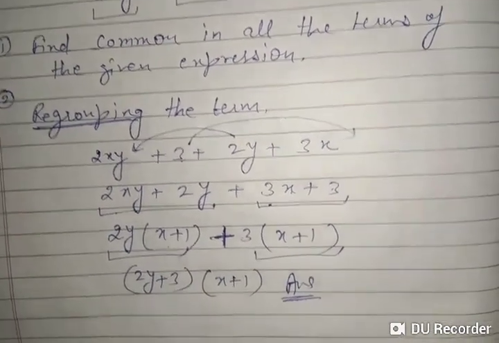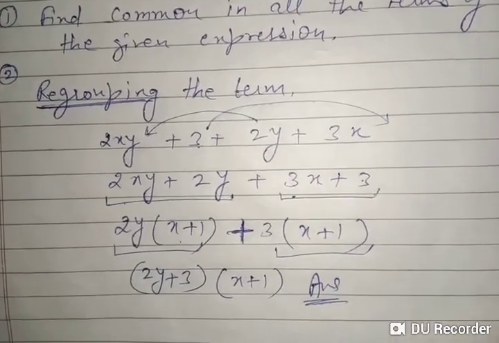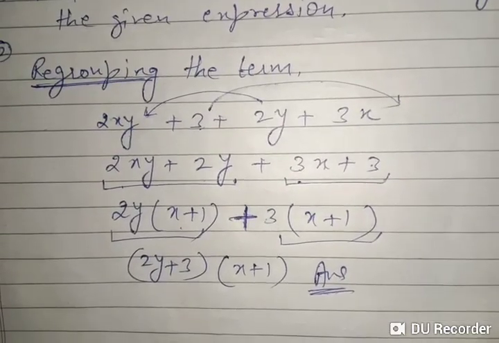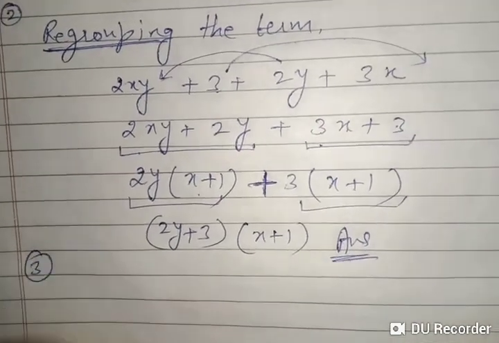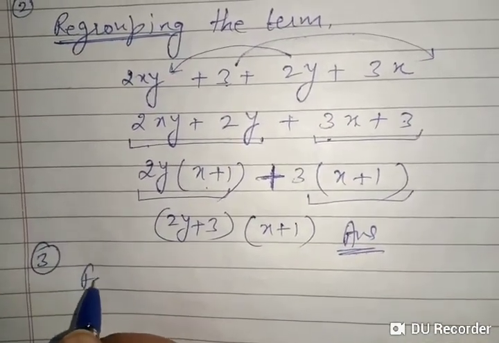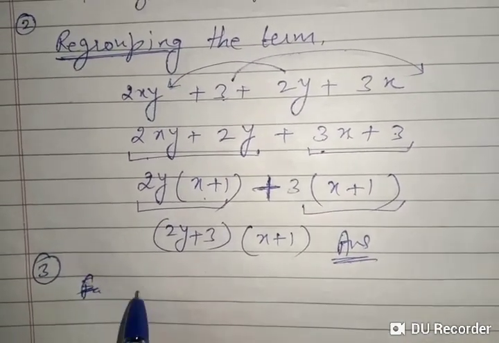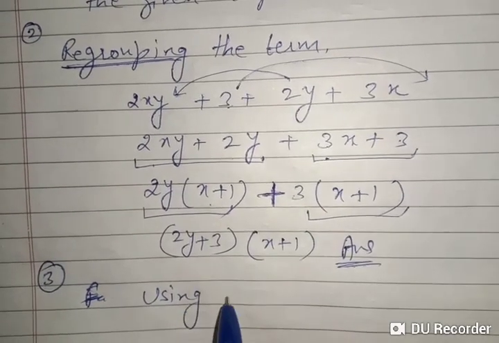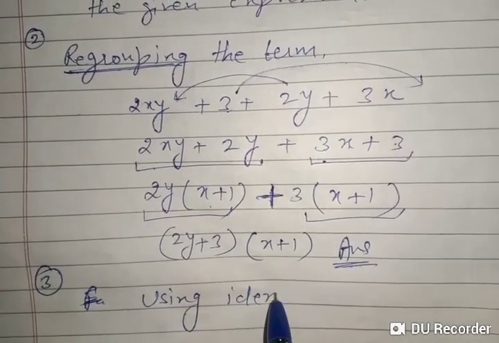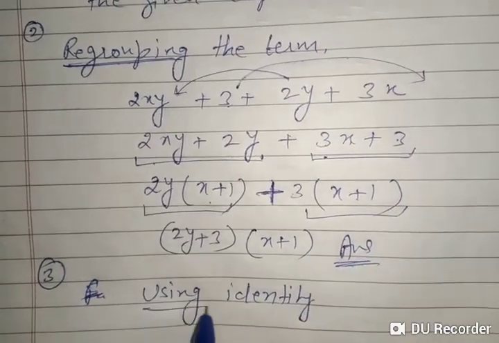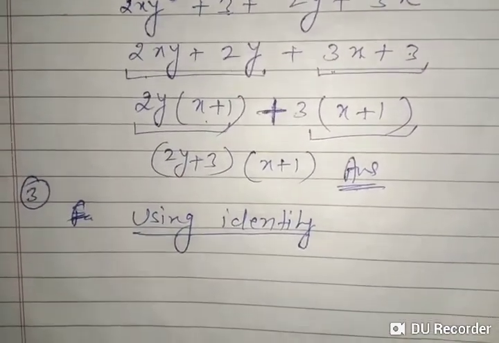So this is the second step. Whenever you get a question, the first step is to find common, the second step is regrouping. The third step is using identity. You need to use identities.